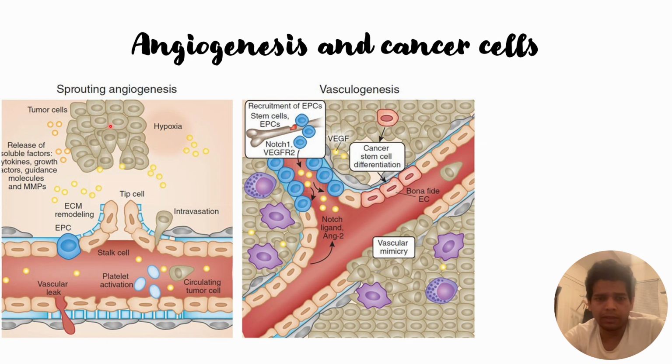And for this side, another angiogenesis pathway will be formed. So this is just one example. In the case of vasculogenesis, cancer cells differentiate themselves into bona fide endothelial cells, as can be seen here, and these endothelial cells help in angiogenesis. However, the angiogenesis formed through these bona fide endothelial cells will not help in the regular blood flow for the host.